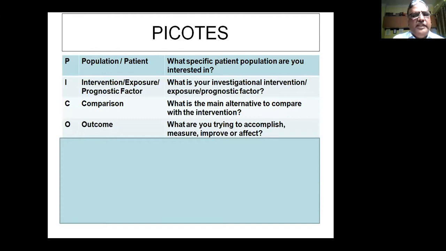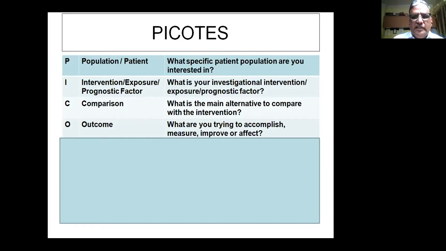And P stands for population, patient, or a problem. What specific population or patient are you interested in? Whether it is a newborn or preterm newborn or a low birth weight baby or baby with chronic lung disease, so your population. Then the intervention or exposure or prognostic factor, depending on the study design.